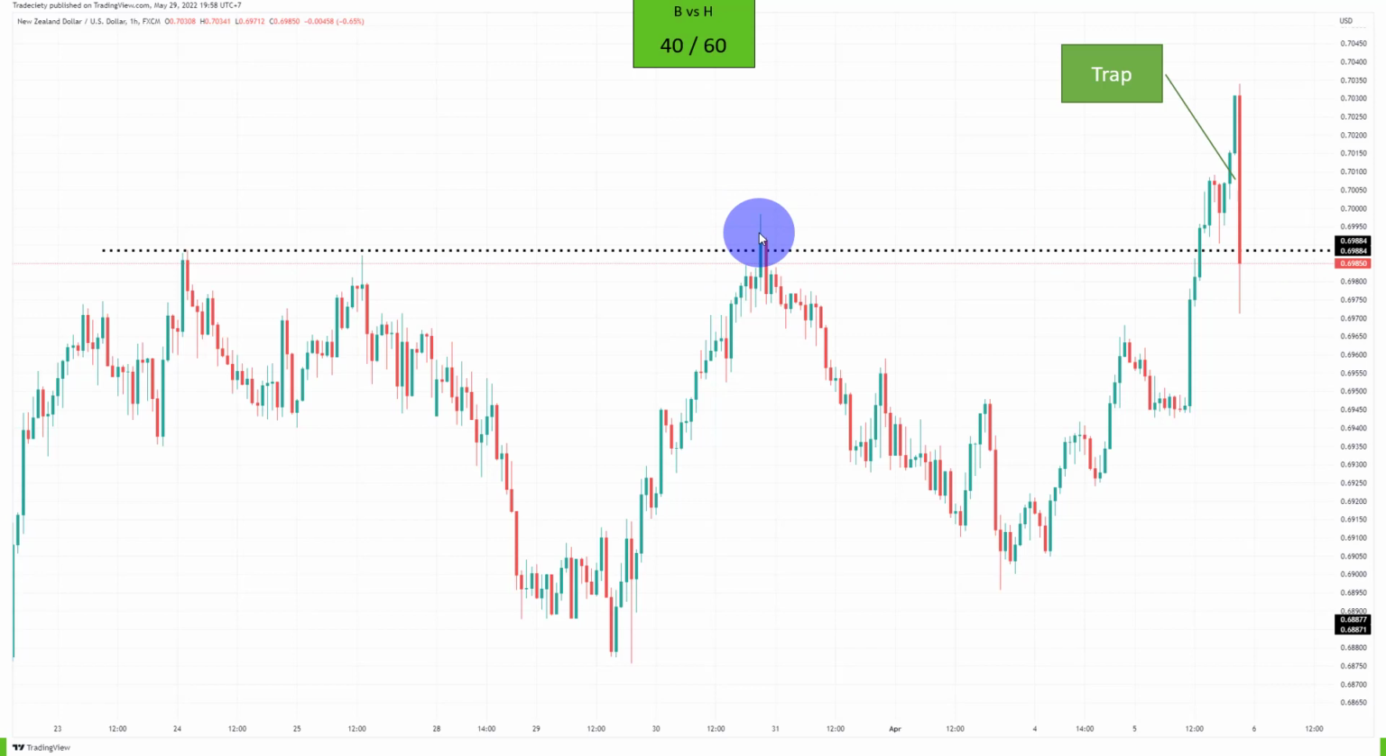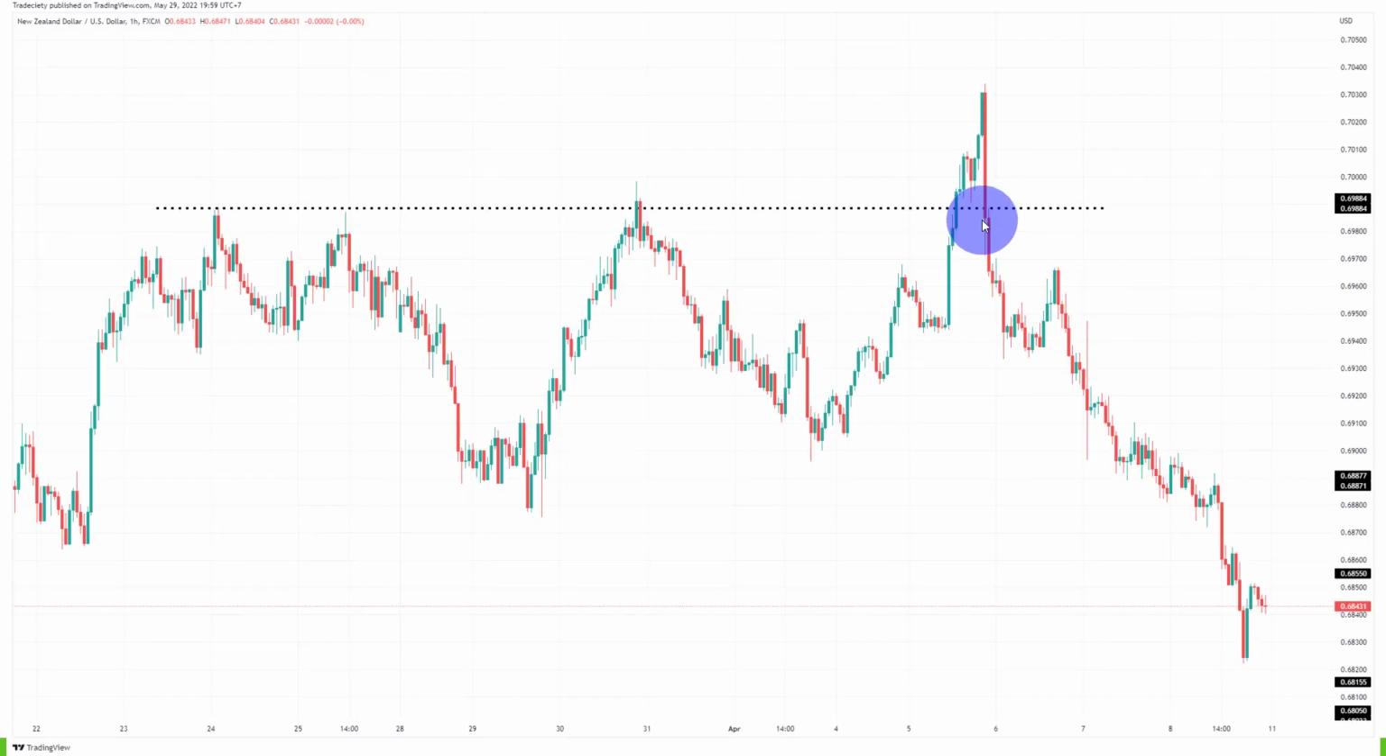We have seen a trap previously, and now we had to get in higher above the level to make it even more trap-like. And you can see afterwards, the market followed through on the trap. So a very clear trap. And this is a very important lesson here.